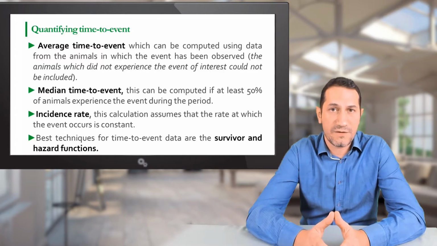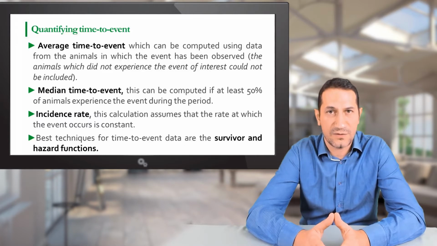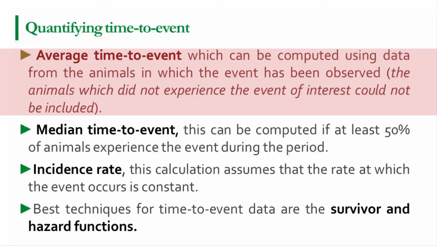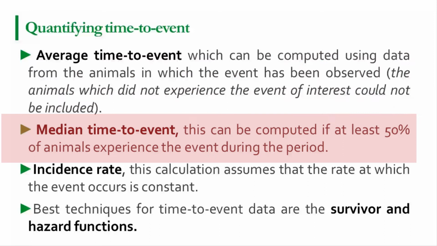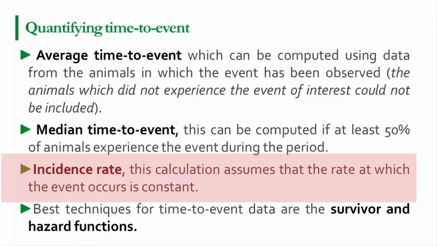On the other hand, if we have longer periods, and especially if we have animals which take a long time to develop the event of interest, that would cause a distortion in the mean, because the mean itself is very sensitive to extreme values. Another measure would be the median time to event. This is much better because it's not affected by extreme values. But on the other hand, it can only be computed if more than 50% of the animals experience the event of interest.